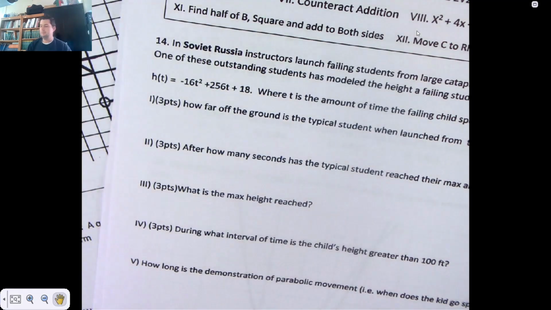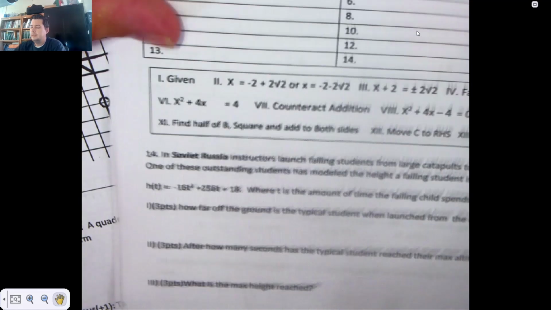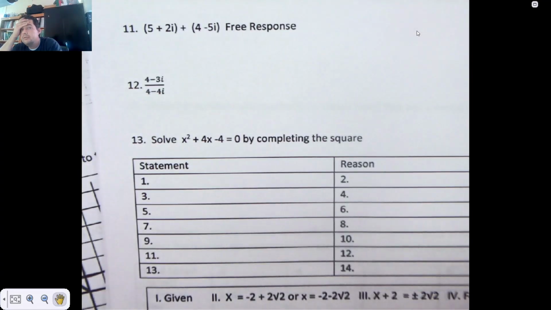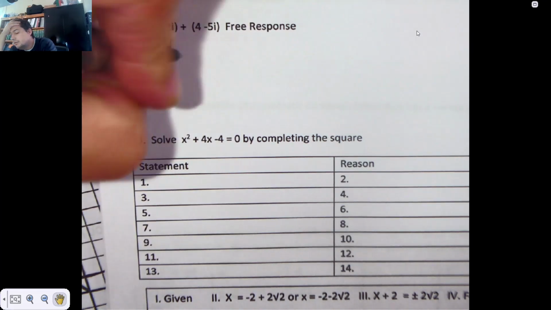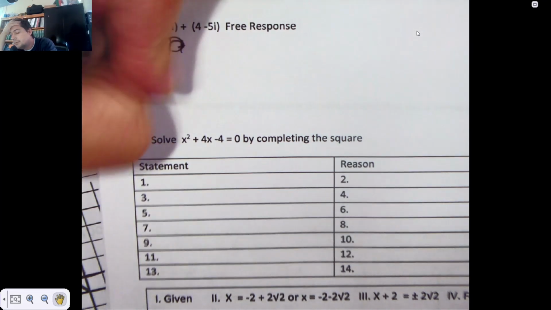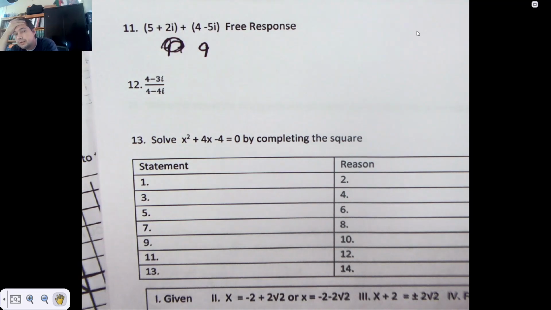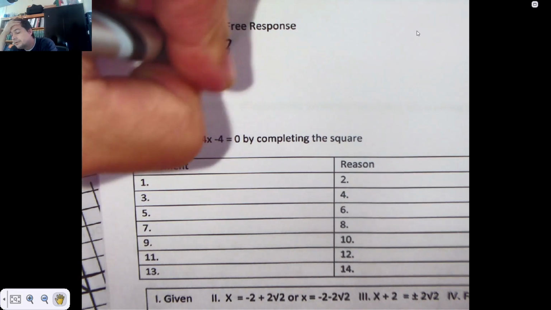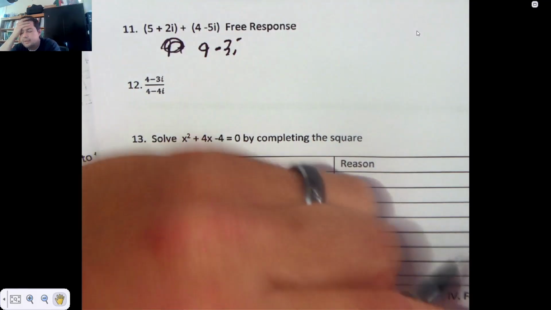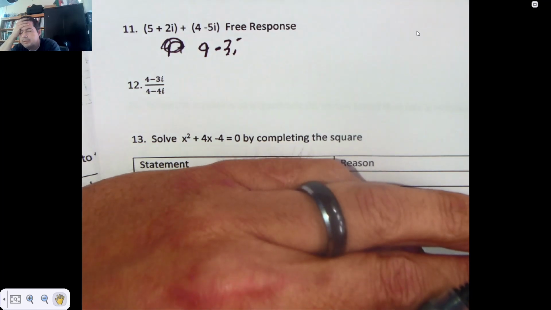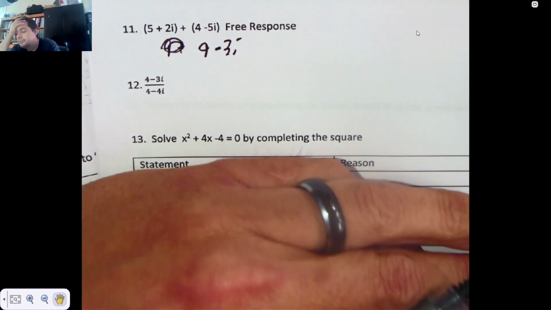Page 2. That is a legit question on your test. There's no need to worry about distribution. You just add like terms, it's a plus symbol. That's 9 plus, oops, I about screwed up. Here I am talking smack about y'all. 9 minus 3i. And I'm sure I made a mistake in here. Probably made a mistake on the one I was talking smack about.